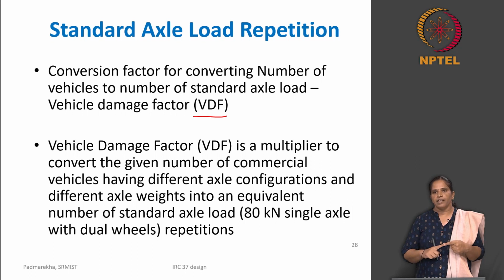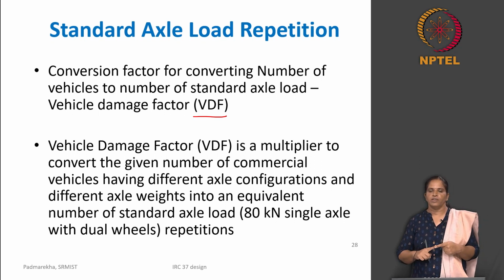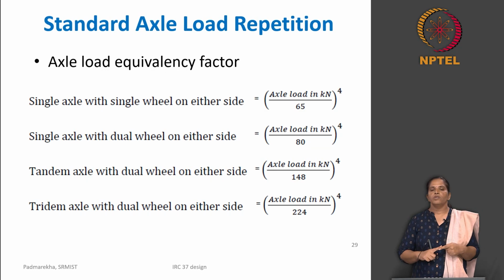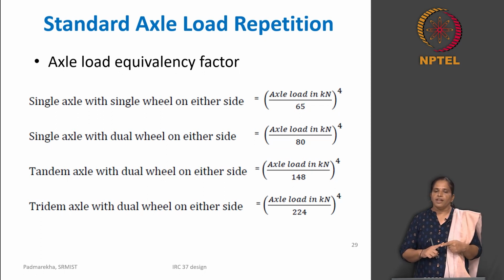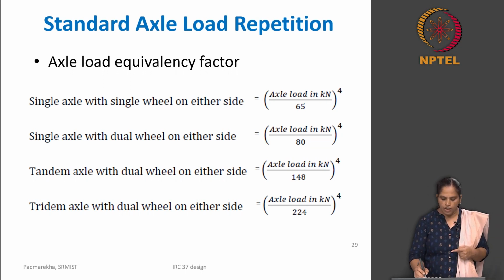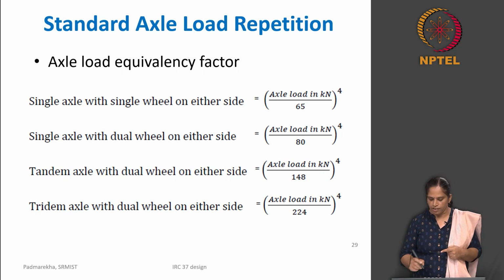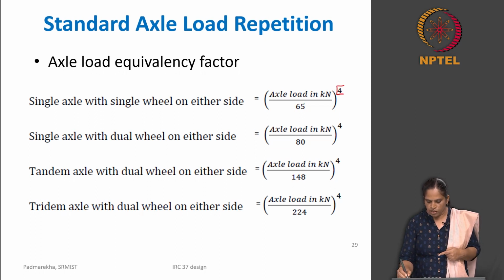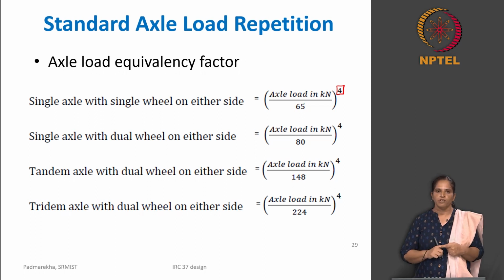One standard axle is considered as an 80 kilonewton single axle with a dual wheel. So, on multiplying the number of vehicles with VDF, we get the number of repetitions of a standard axle load. We need an equivalency factor here, and its computation depends on the axle configuration. A single axle with a single wheel on either side has an equivalency factor of axle load in kilonewton divided by 65, raised to the power 4. You know the importance of this power 4, and Neetu Roy has already explained it.